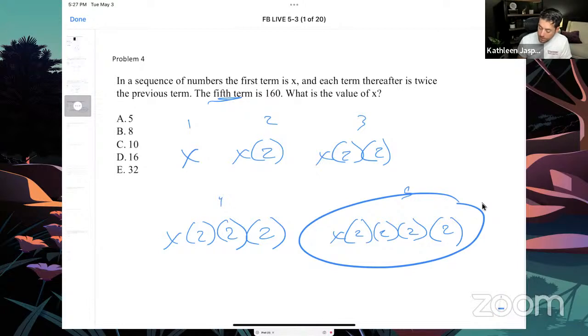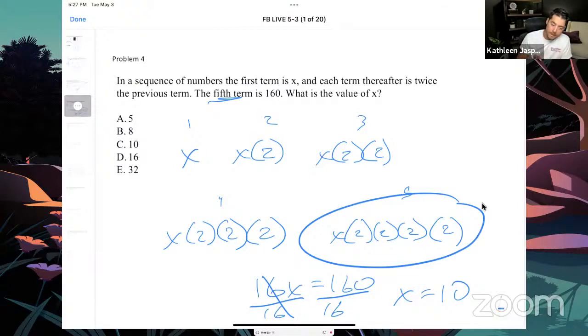So it's x and 4 2s. Well, 2 times 2 is 4, times 2 is 8, times 2 is 16. So this is going to be 16x is equal to 160. That seems pretty easy because when I do that, I get x is equal to 10. And so I look at the answer choices and I see 10 is there.